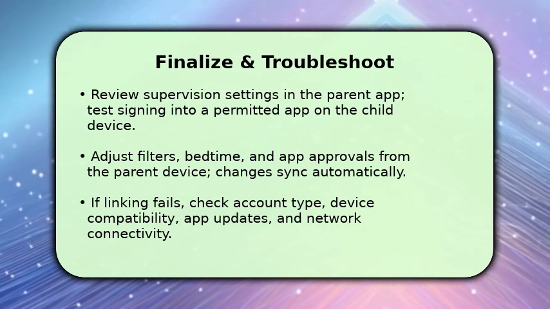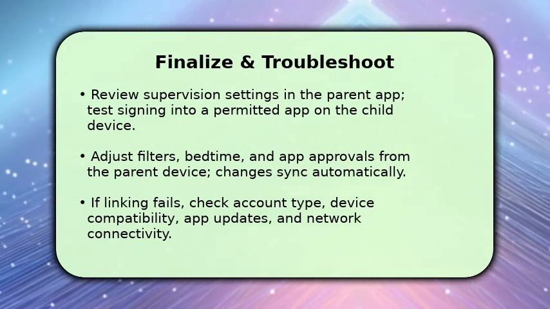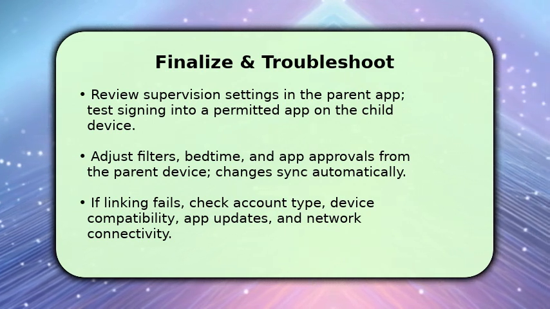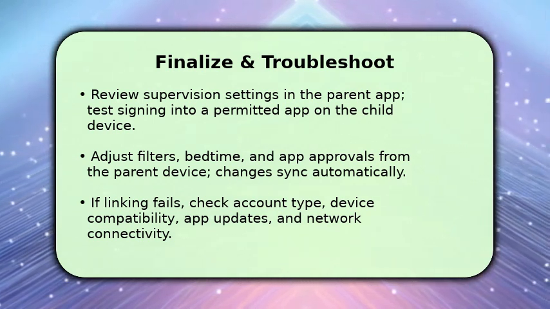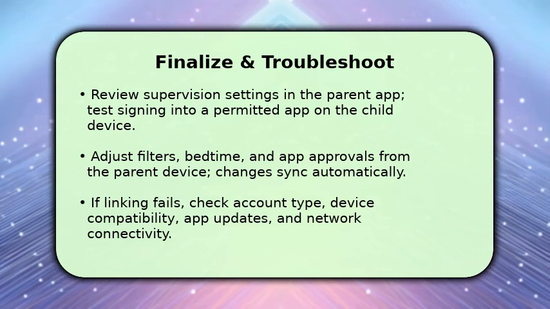If something goes wrong, first check account types and device compatibility, update the Family Link app, ensure both devices are online, and retry the link process.